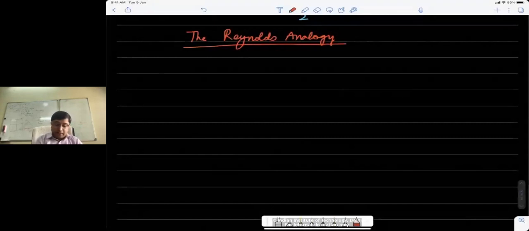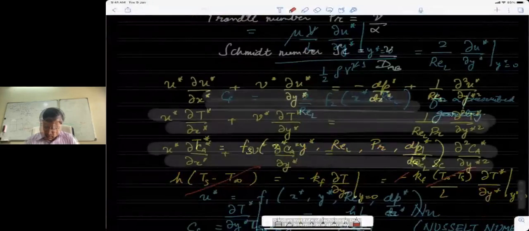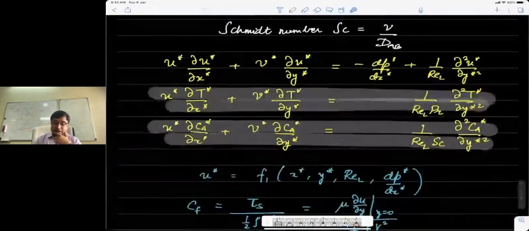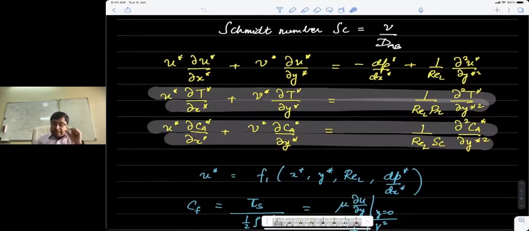If you remember the governing equations, I can just pull them out from the lecture notes from the last class. So we wrote these equations here. The three governing equations are there. If dp star dx star was 0 and the Prandtl number and Schmidt number were both equal to 1, then you can see that the three equations are pretty much the same. They have the exact same form, and the boundary conditions also have the same form, because the boundary conditions anyway do not depend on dp star dx star.